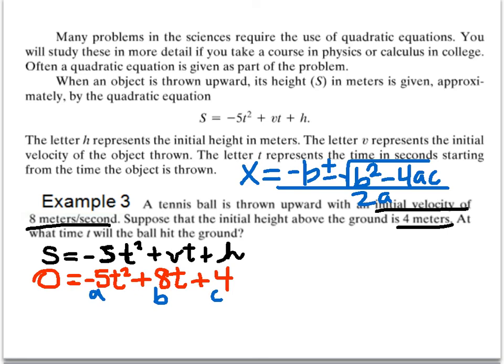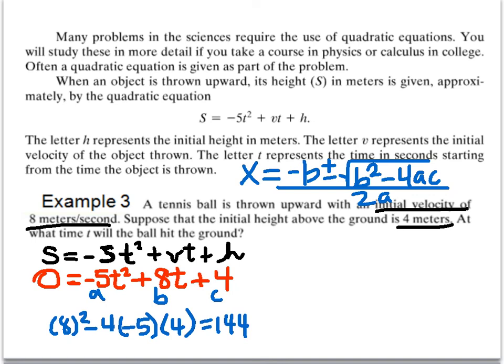And so the discriminant is b squared minus 4 times A times C. And if I work that out, I get 64 plus 80, which gives me a value of 144. And so my discriminant being bigger than 0, I know I'm going to come up with two real solutions, but because this is a word problem, I may not be able to use both of those solutions.